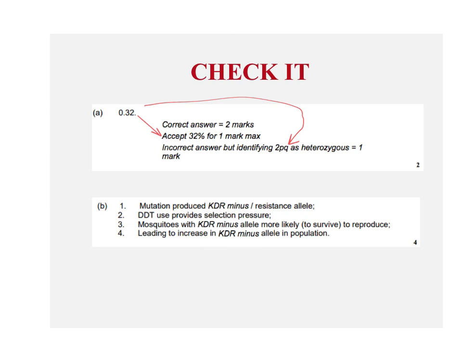You then got to explain why that mutation is advantageous for that selection pressure. And this is our standard natural selection answer. So mosquitoes with the KDR- allele are more likely to survive and to reproduce. Remember, and I told you this, that the last mark is generally always telling me about the allele frequency in a population. So that KDR- allele is going to increase in the gene pool in that population.